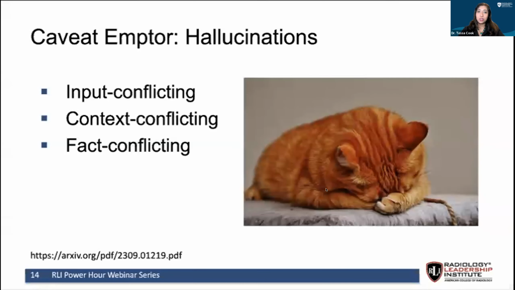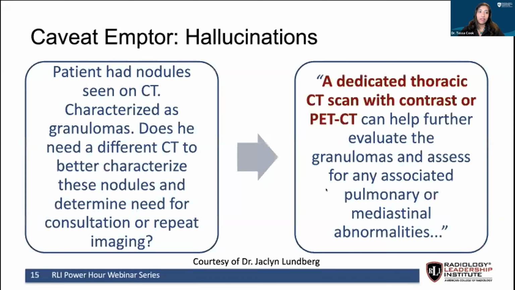And I'll show you a radiology specific example because this might make you want to bury your head in your hands, or in this case, in your paws. We did an experiment that we haven't yet published with a variety of prompts to ChatGPT. This one, a consult from a primary care doc to a radiologist saying patient had nodules on CT, characterized as granulomas. Does he need a different CT or any other kind of consultation or imaging? And ChatGPT came back and said, sure, a dedicated CT scan with contrast or a PET CT can further evaluate these granulomas, which we would never do for granulomas. And we have other examples like this. I'm just sharing one with you.